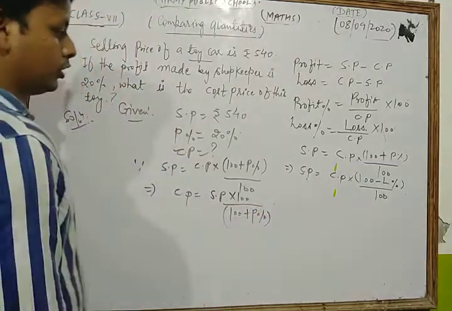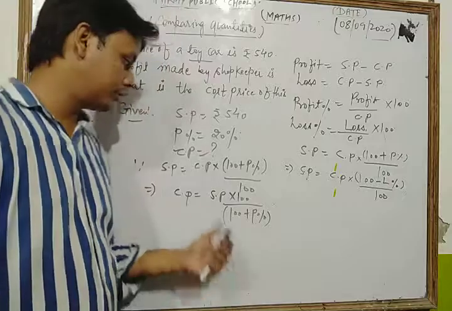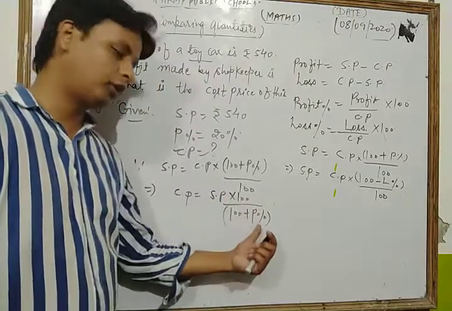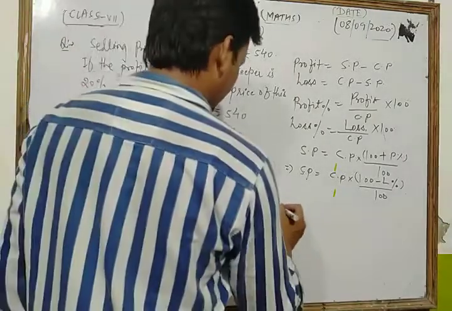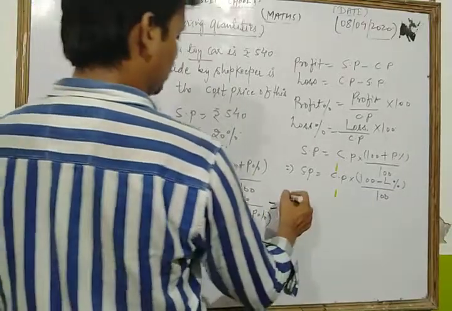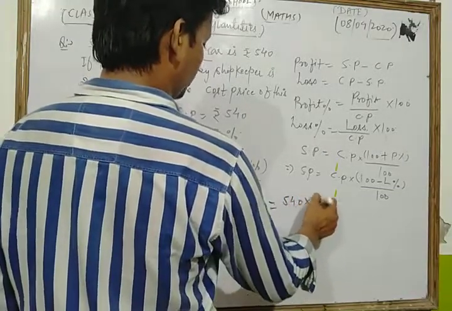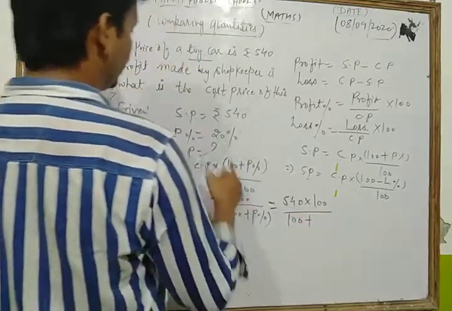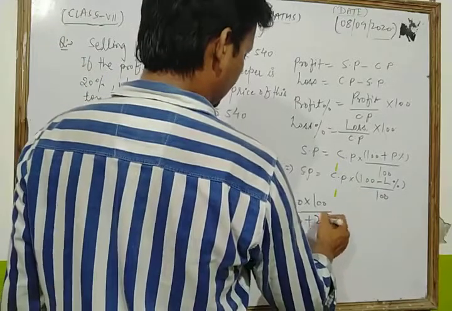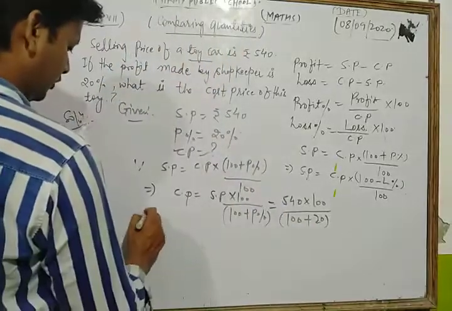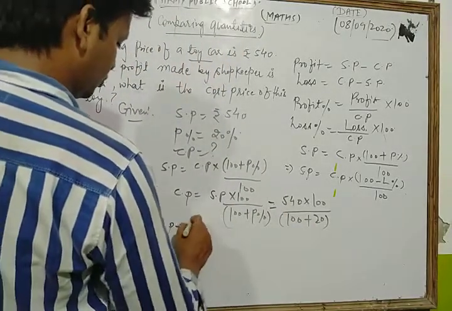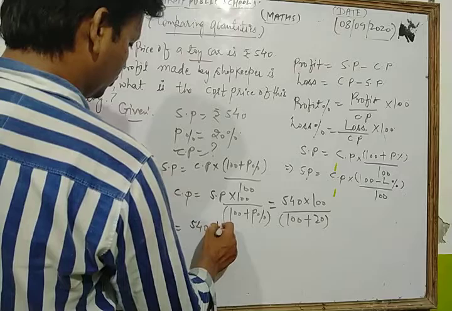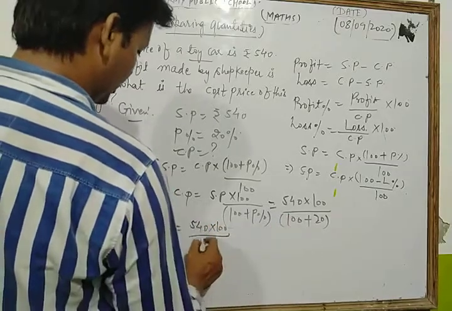Now dear student, we put the values. The selling price of that toy is rupees 540, into 100 as it is, upon 100 plus profit percent, which is 20. So we put 20. Now we have cost price is equal to 540 into 100 upon 120.